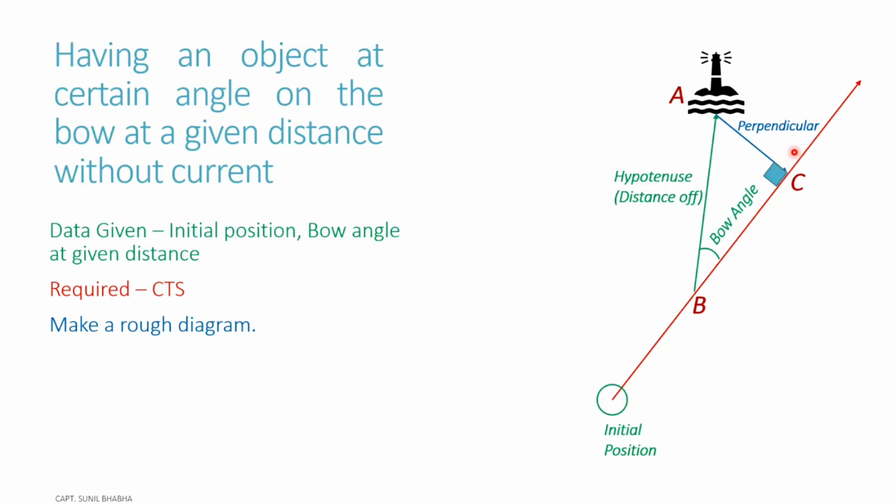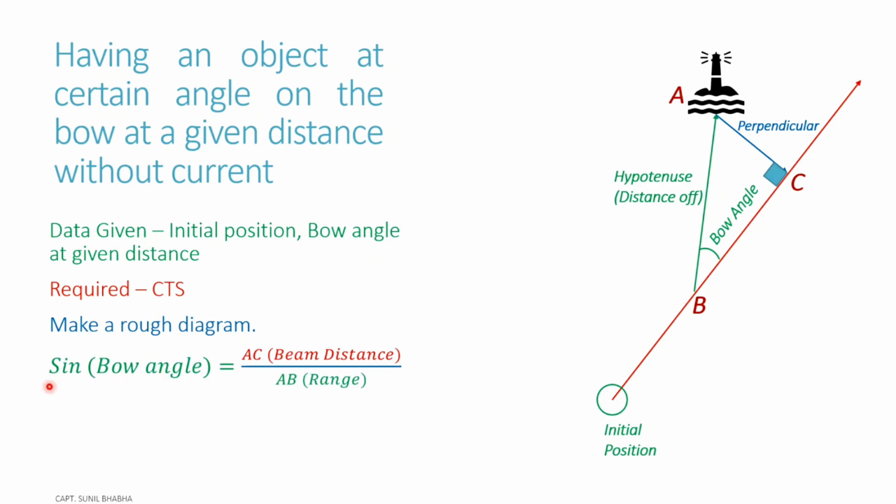Now we know in a right-angled triangle, sine of any angle, or sine theta, is equal to perpendicular upon hypotenuse. So in this particular case, triangle ABC, we have the sine of the bow angle equal to the perpendicular, which is AC, Alpha Charlie, divided by the hypotenuse, which is AB, Alpha Bravo. So let's note this down.